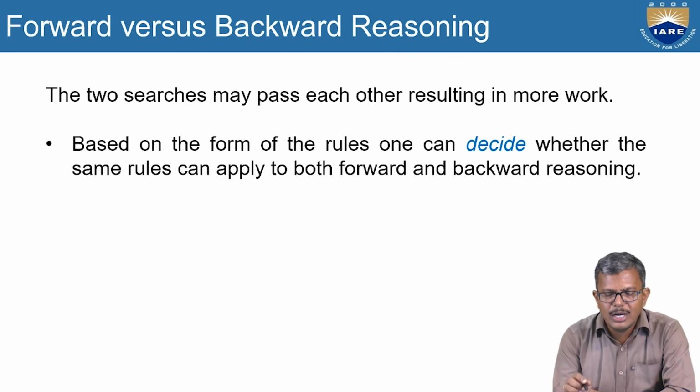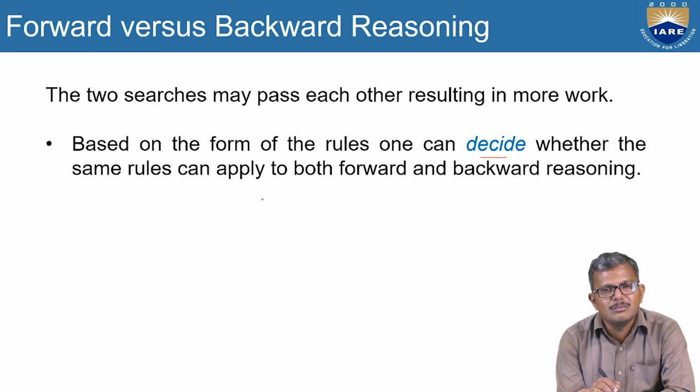The only thing is you need to identify which process is suitable for your specific problem. Based upon the form of the rules, one can decide whether the same rules can be applied to both forward reasoning and backward reasoning. The topic is asking, can I use the same rules to perform forward reasoning and backward reasoning? It depends upon you. If you feel that the same rules are applicable to move from initial state to goal state and from goal state to initial state, then it's okay to use the same kind of rules. If it is not the case, then you have to search for new rules.